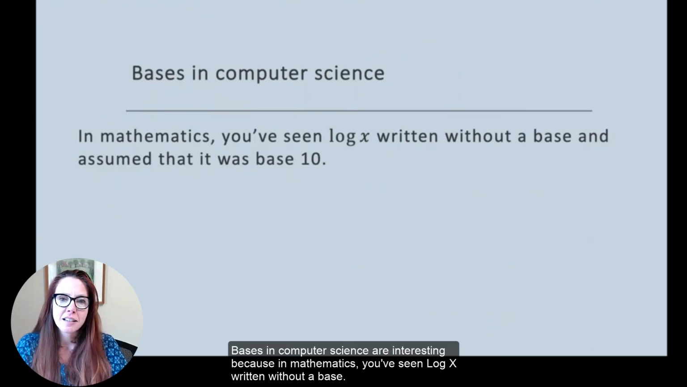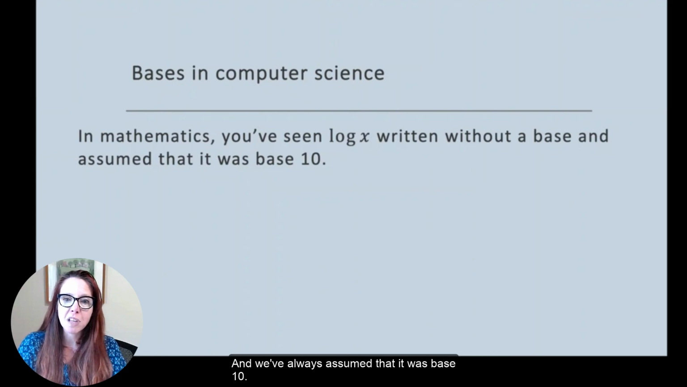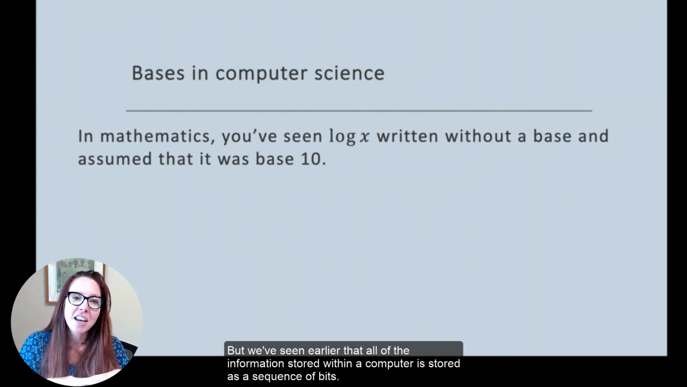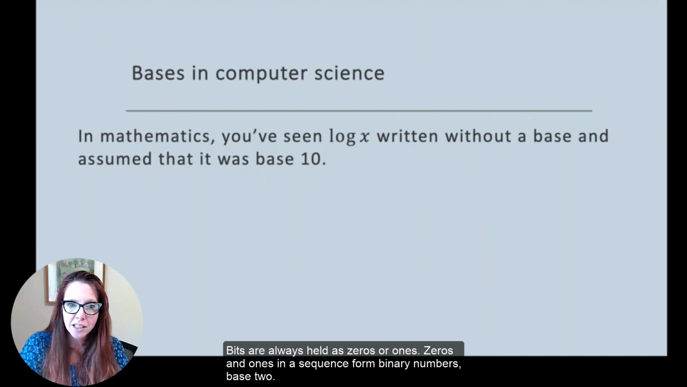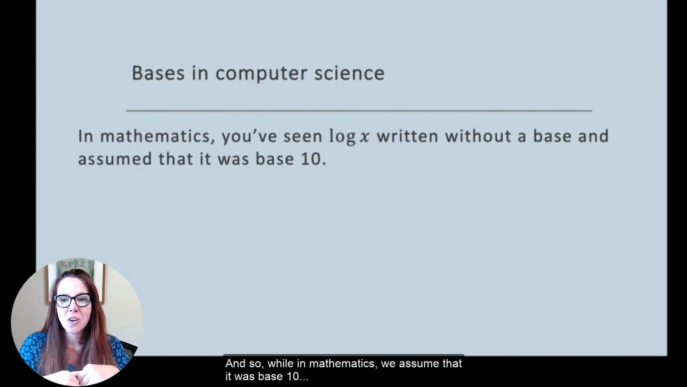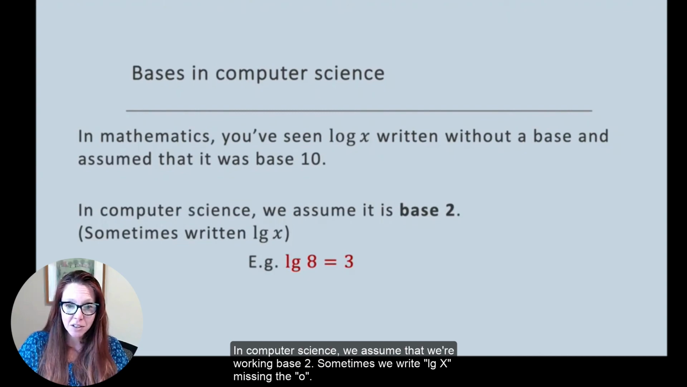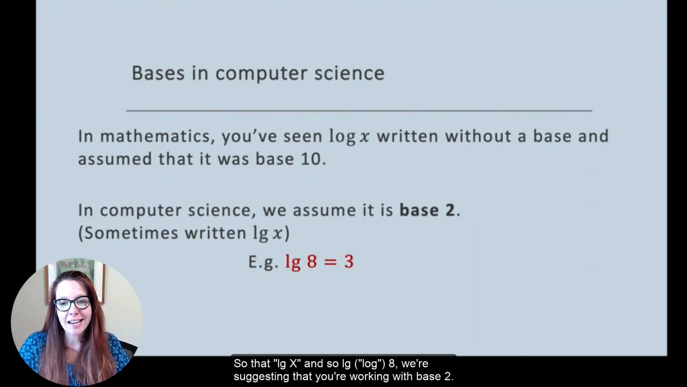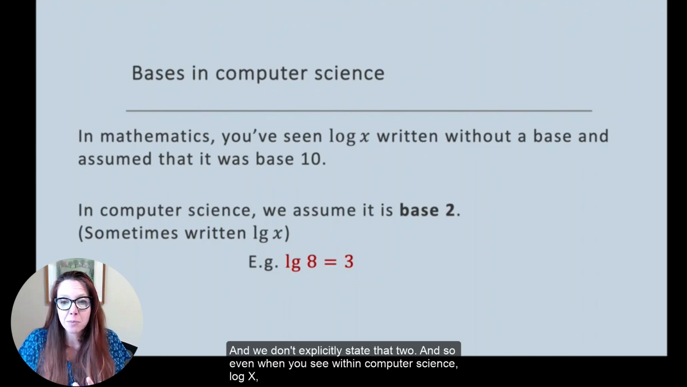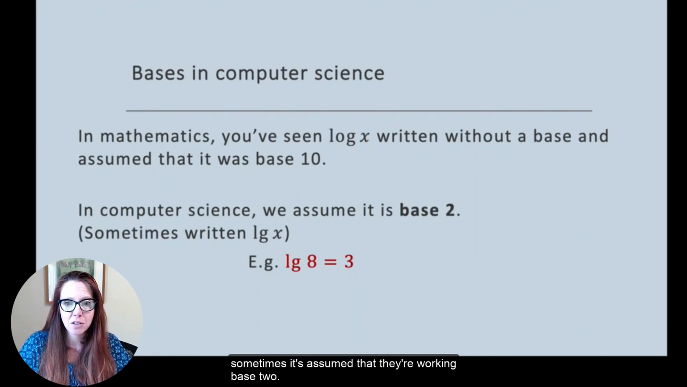So, what about these bases? Bases in computer science are interesting because in mathematics, you've seen log x written without a base, and we've always assumed that it was base 10. But we've seen earlier that all of the information stored within a computer is stored as a sequence of bits. Bits are always held as zeros or ones. Zeros and ones in a sequence form binary numbers, base 2. And so while in mathematics we assume base 10, in computer science we assume that we're working base 2. Sometimes we write lg x, missing the o. And so log 8, we're suggesting that you're working base 2, and we don't explicitly state the 2. Even when you see within computer science log x, sometimes it's assumed that they're working base 2.